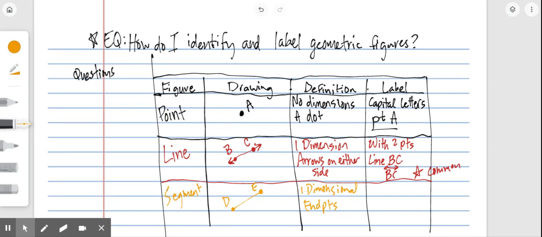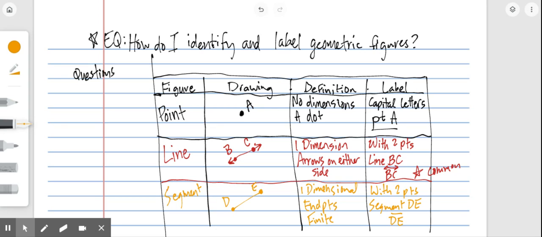So notice the line has arrows, but a segment does not, which means it is finite. Okay, finite means that you can measure it. It means it stops at some point. So to label it, you label it with 2 points again. And it would be labeled segment, and you label it with the end points, DE. Okay, you have to label it with the end points. So if there's a point somewhere in the middle, you don't use that for your segment. Okay, so segment DE. It can also be labeled DE with a line over the top, but without the arrows.